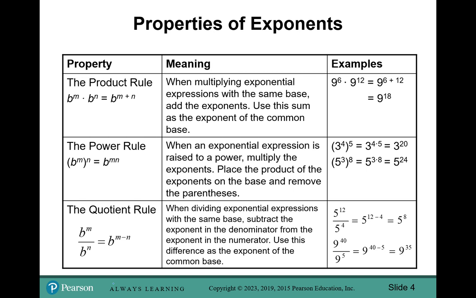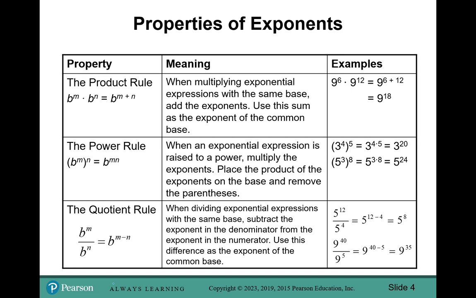Now, let's first look at properties of exponents. Our first property is the product rule. b raised to the m times b raised to the n equals b raised to the m plus n. When multiplying exponential expressions with the same base, we add the exponents, but the base does have to be the same. We use this sum as the exponent of that common base.